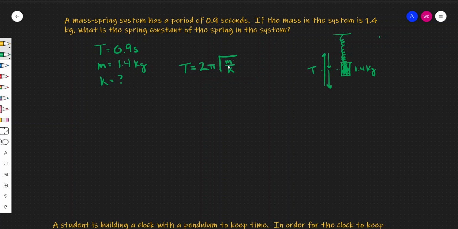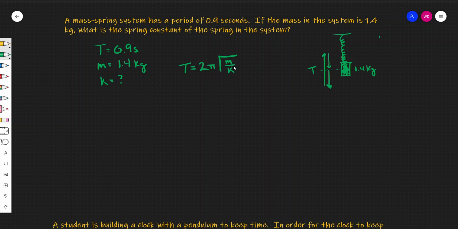So now this has just become an algebra problem. All the physics is done, because we've figured out the right equation to use and that we have the variables associated with this equation. So from a physics problem solving standpoint, we are already done. Now it just becomes a math problem. So let's use our algebra skills. I need to solve for k, so I need to get k all by itself on one side of the equation.